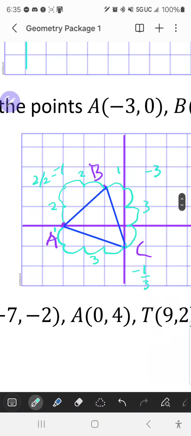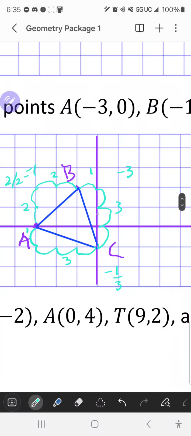Now we have the slopes, and as we can see, none of them are opposite reciprocals. BC and AC are reciprocal, but they are not opposite, so we don't have any right angle.